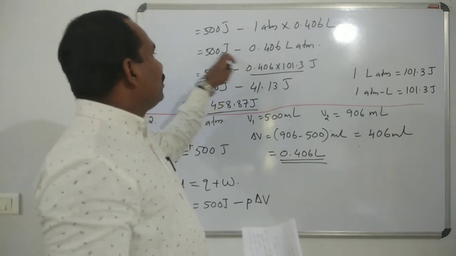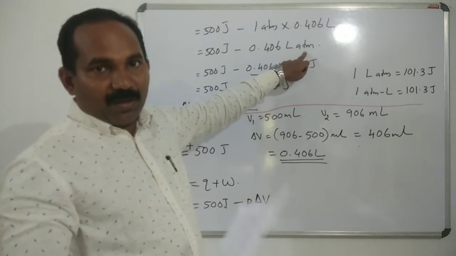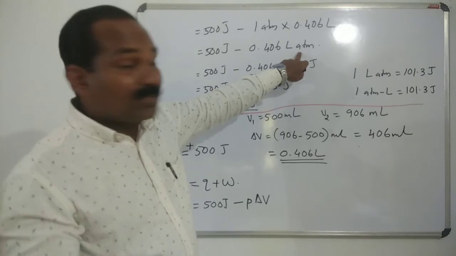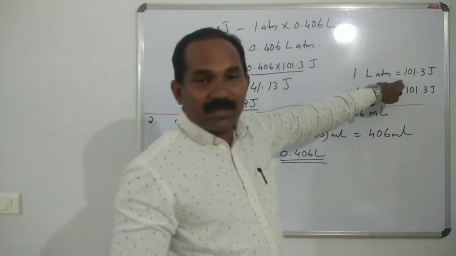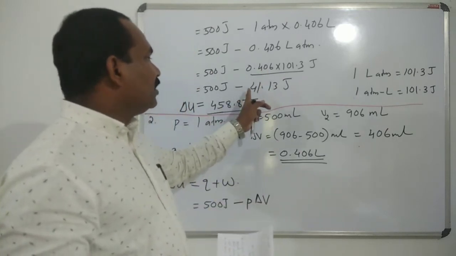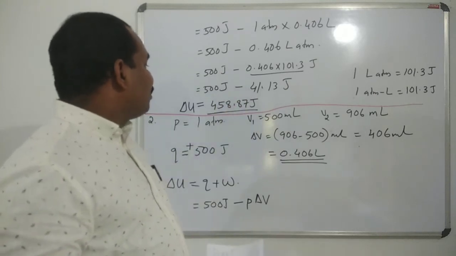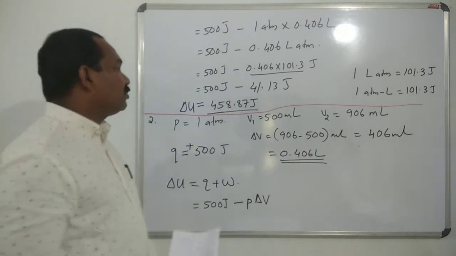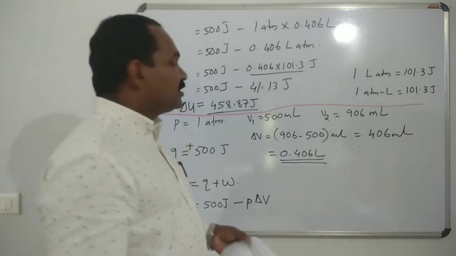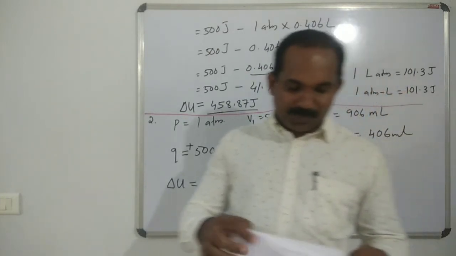Then 500 joule minus 0.406 liter atm. Different unit. Here joule, here liter atm. To convert liter atm into joule, this is the multiplication factor, 101.3 joule. Multiply it, we get 41.13 joule. By subtracting, finally the ΔU is equal to 458.87 joule. Okay. Then we move to the next problem.